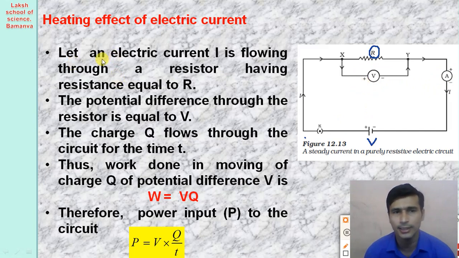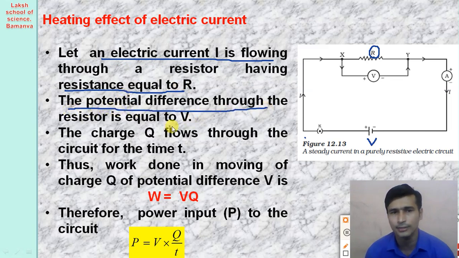So let the electric current passing through the circuit be I, and the resistance of the conductor be R. The potential difference applied across the resistor is V. So why is the electric current passing through the circuit? When we connect a battery to the conductor, the electric charge flows from the negative terminal to the positive terminal, and the electric current passes through the circuit. So let us consider that the charge Q flows through the circuit in a time t.